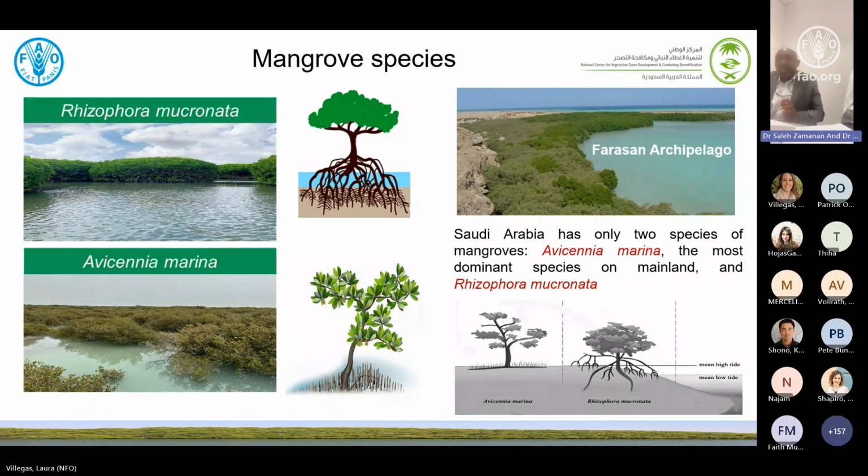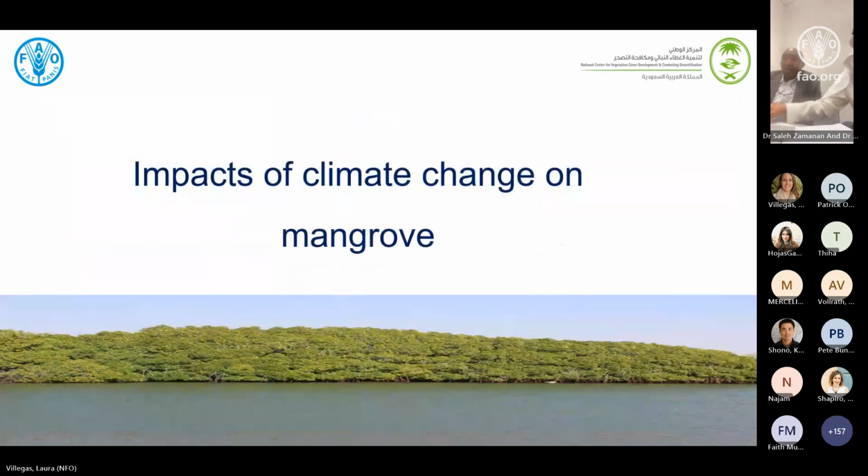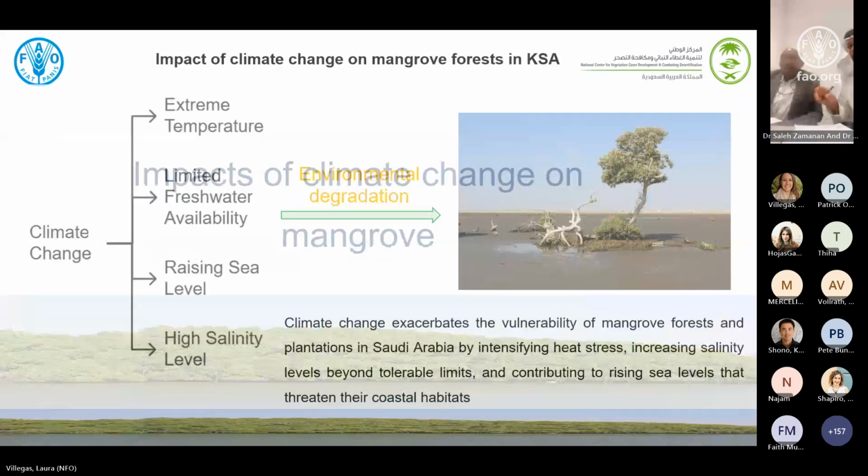This picture shows that we have mangrove species, Rhizophora and Avicennia. And actually, the total land cover of the mangrove is estimated at approximately 20,000 hectares. But currently, we have a project to get an accurate estimation of mangrove.